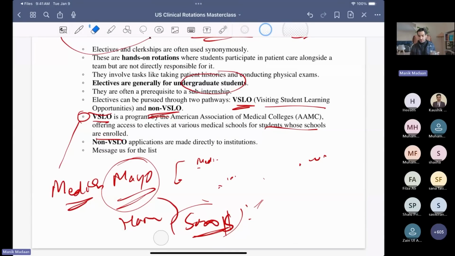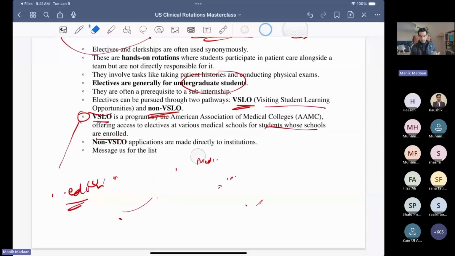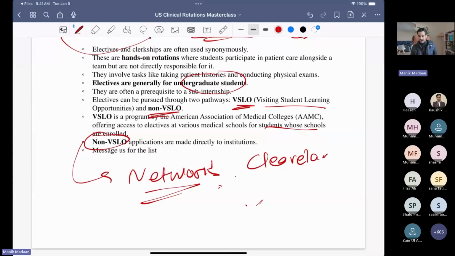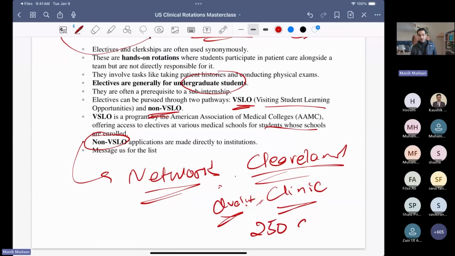The other ways to get electives are non-VSLOs, which is non-VSLO applications. This can be accessed through your network, which is asking other people, hey, is there another elective? Like Cleveland Clinic is a very famous one. It's a bit hard to land because it's very competitive. The reason for that is not only is it quality, but also it's cheap. It's like $250. This is one of the only ones where you pay a deposit of $250.